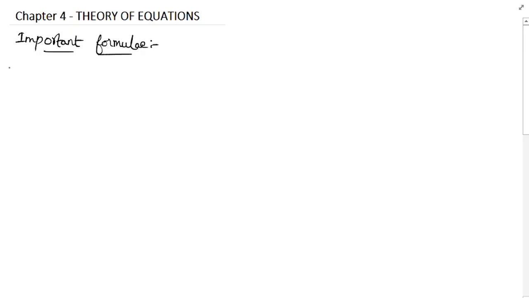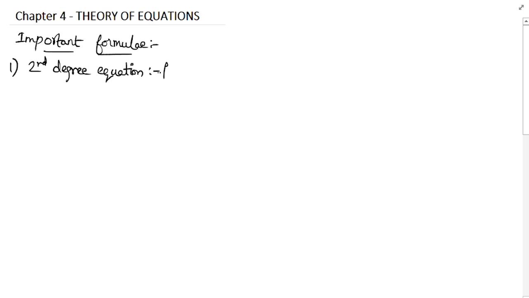So first we'll see the important formulae, and this chapter is about equations, right? So we know how to write the second degree equation, third degree equation, fourth degree equations, right? So first we will talk about that. First, the second degree equation.